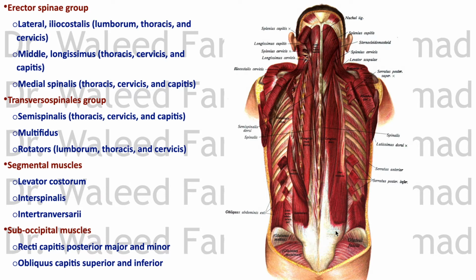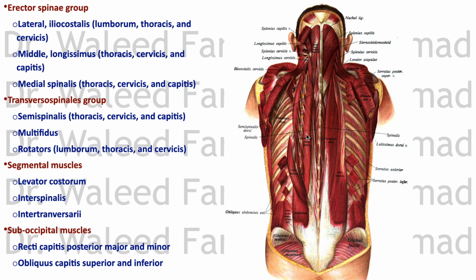Deep to it is the multifidus muscle, part of the deep muscles of the back. The transversospinalis group includes the semispinalis, you can see part of it here. The multifidus is all buried down here, and rotators on the lateral sides of the spines, rotatores lumborum, thoracis, cervicis. They're all names of the muscles in their regions, and they are all segmentally supplied by the dorsal rami of the spinal nerves.